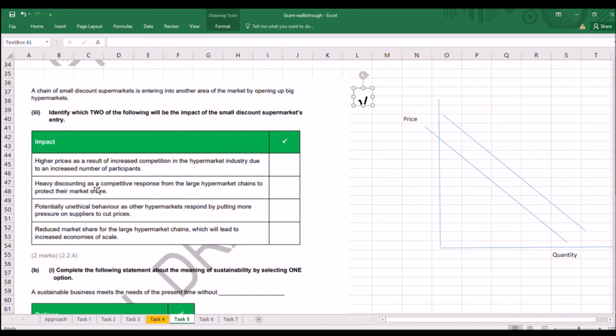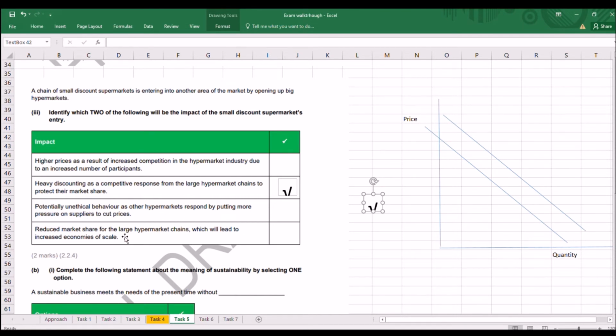Heavy discounting as a competitive response from the large hypermarket chains to protect their market share. That could happen. Yeah, we could have reductions in prices. Yeah, and also as well they could try and sort of force our new entrant out of the market to try and protect market share. If you want to see the market segmentation, have a look at the video that's on the channel. Potentially unethical behaviour as other hypermarkets respond by putting more pressure on suppliers. We've got to find two of those. It's a theoretical position. In reality, it wouldn't happen, but we can hold on to that one certainly.